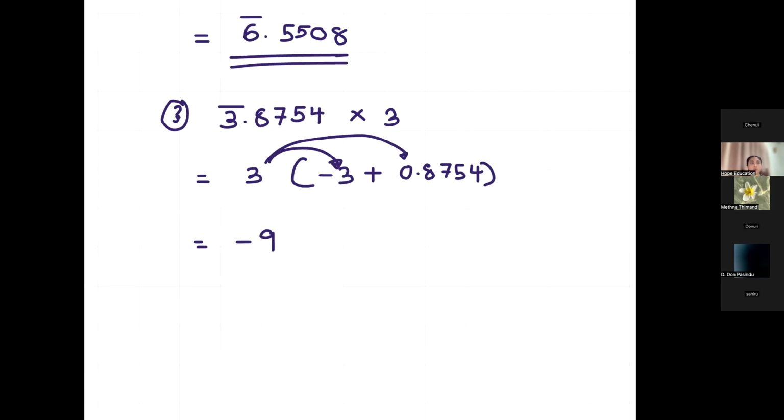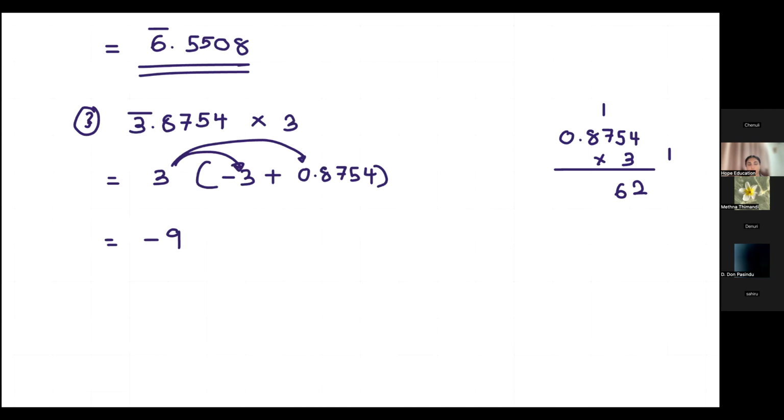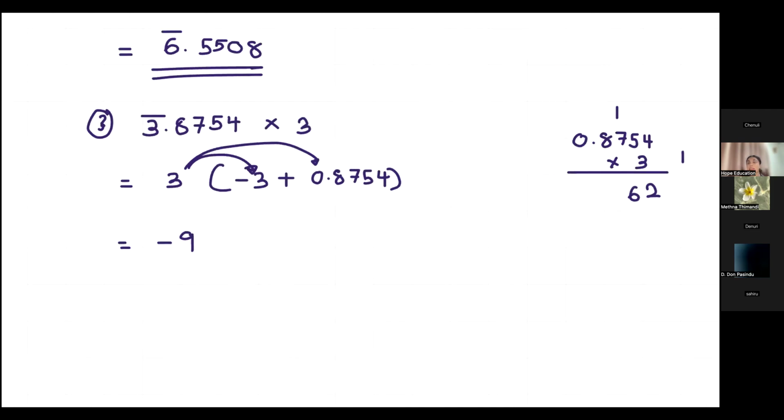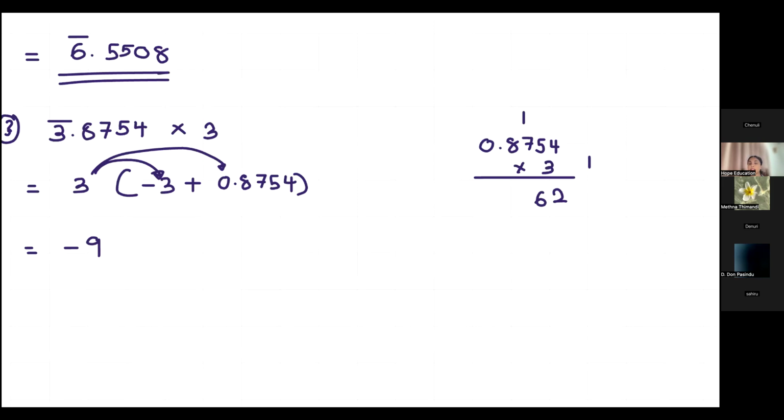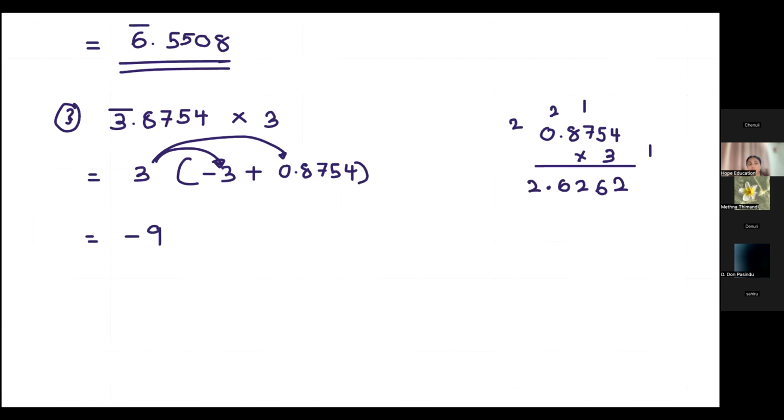All right. So we were discussing this part. So 3 multiplied by minus 3 is minus 9. Then I'm going to multiply 3 by the mantissa. So 3 times 4 is 12, 1 remaining. 3 times 5 is 15, plus 1 is 16, 1 remaining. 3 times 7 is 21, plus 1 is 22, 2 remaining. 3 times 8 is 24, plus 2 is 26, 2 remaining. 3 times 0 is 0, plus 2 is 2. So we have this: 2.6262.